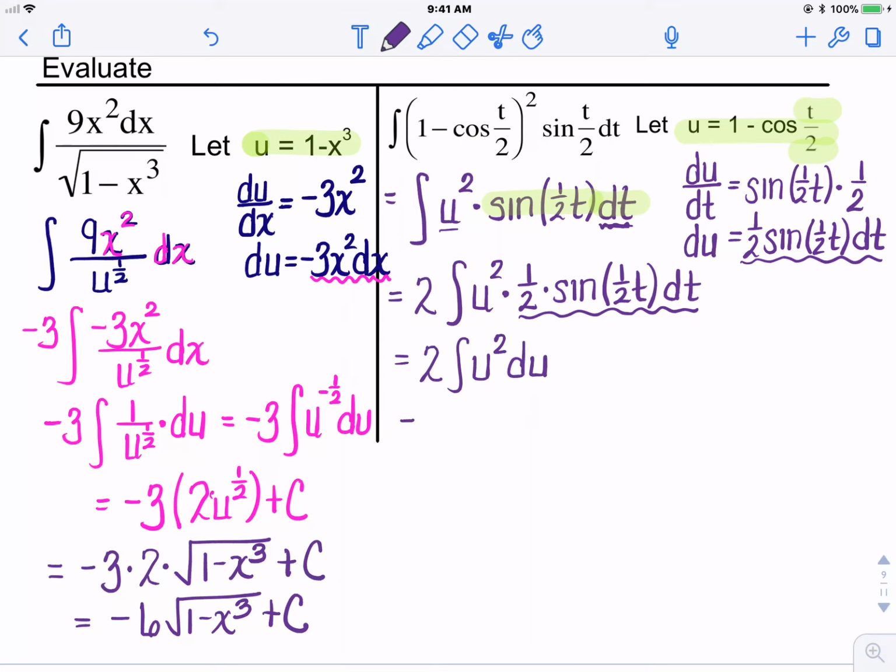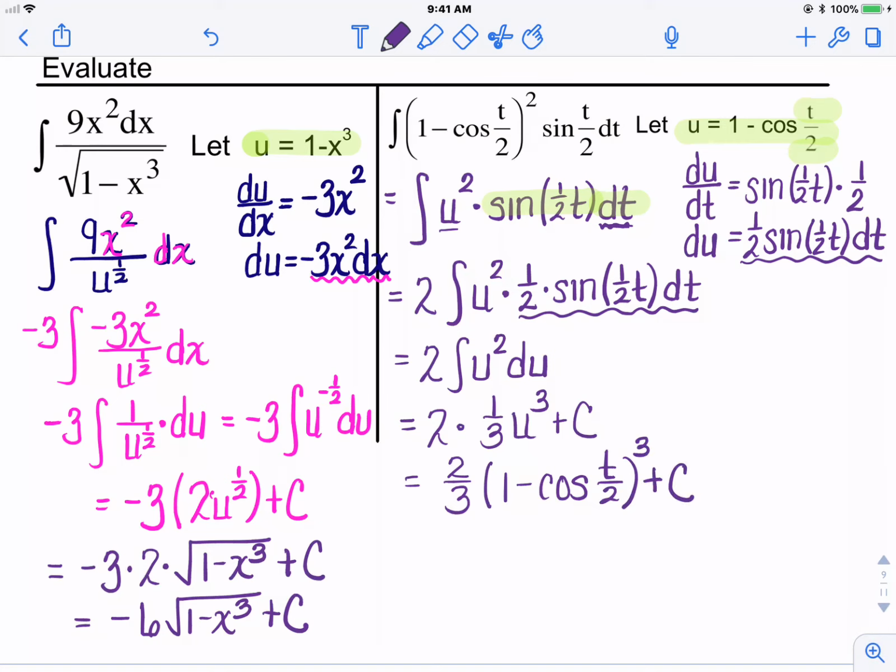Once I've got that, then I'm going to take antiderivatives in terms of u because my variable of integration matches. So I'm looking at twice 1/3 u cubed plus a constant. But my initial function wasn't in terms of u's, so I need to do a little replacement. So 2/3 times u, which was 1 minus cosine of t over 2, to the 3rd power, plus a constant. And if you're checking and you took the derivative of this function, you'd get back to 1 minus cosine of all that.